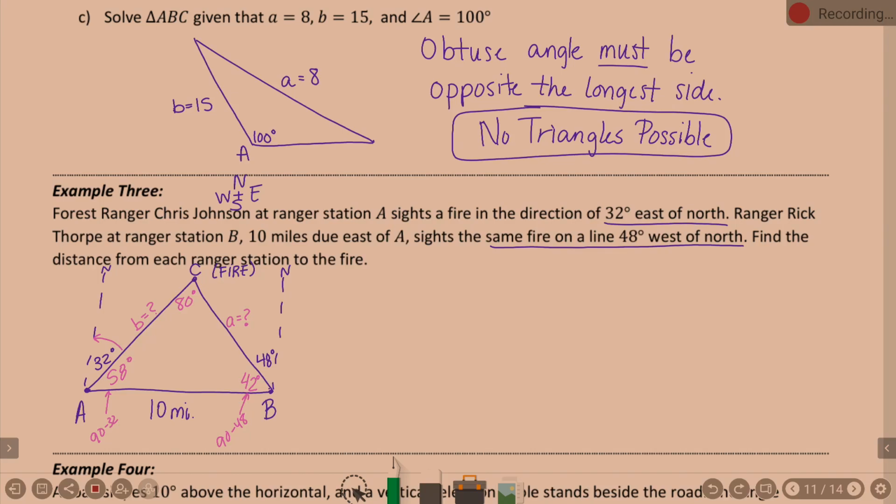Okay? And the hardest part on this was setting up the picture. This is no different than any of the other problems we've done. Our job is to find side A and side B. How can we do that? So we can set up sine of 80 over 10 and then set it equal to sine over side. Does that make sense? Because basically 80 is angle C and side C is 10 long, isn't it?